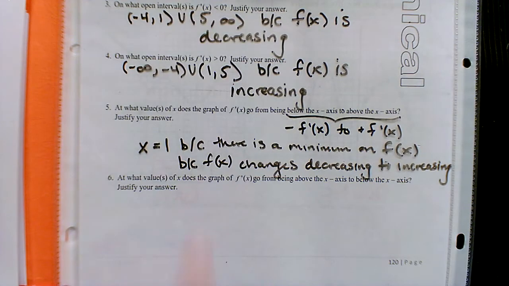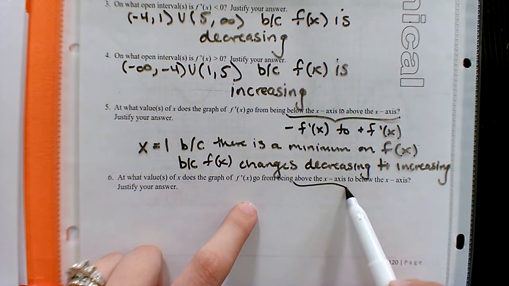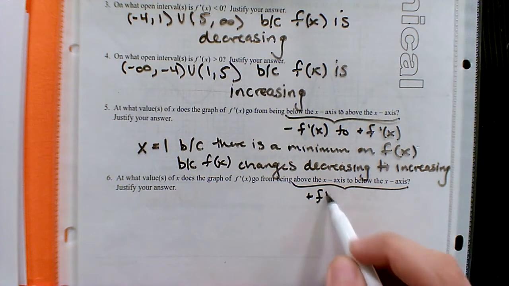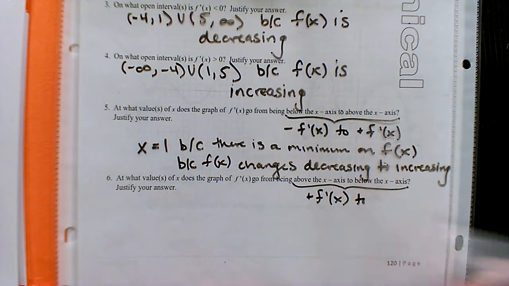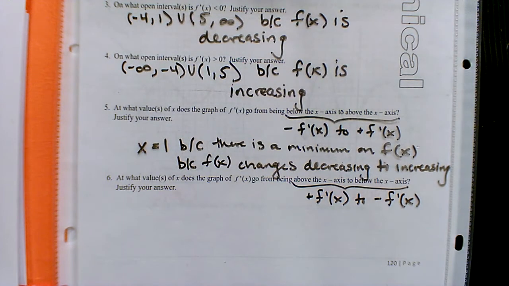All right. At which x values does the graph of the derivative go from being above the x-axis to below the x-axis? So above the x-axis means we have a positive slope. Below the x-axis means we go to a negative slope. So take a look at the graph at the top. Where do you go from having a positive slope to a negative slope?